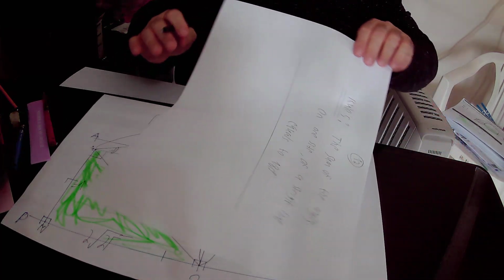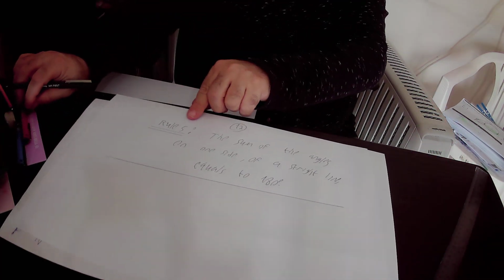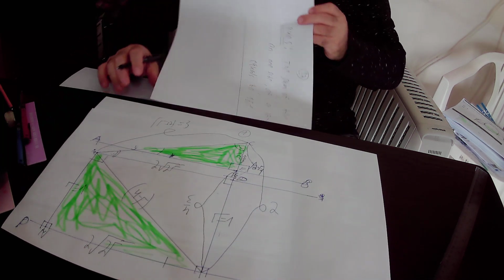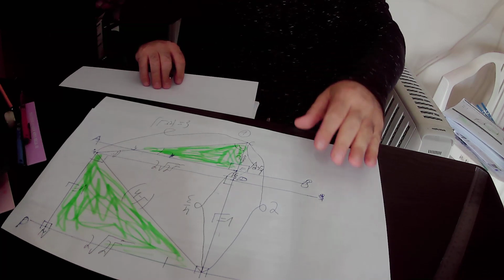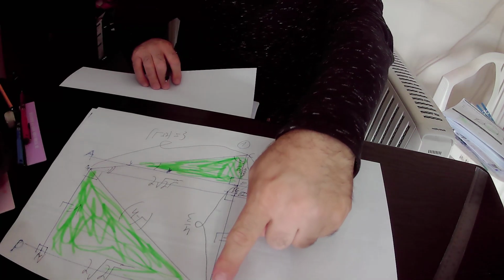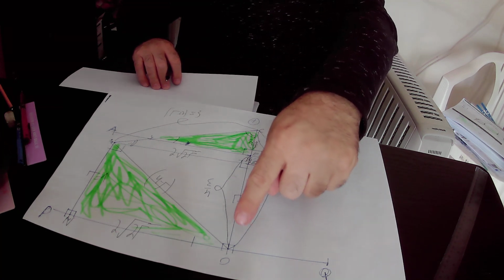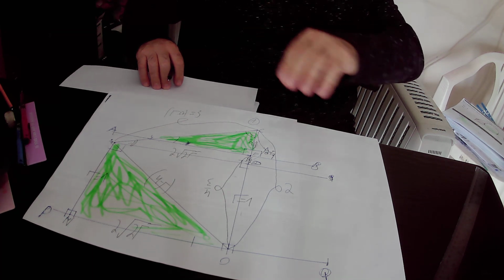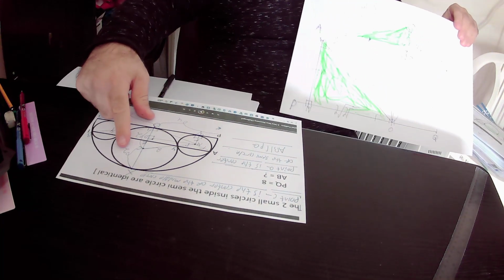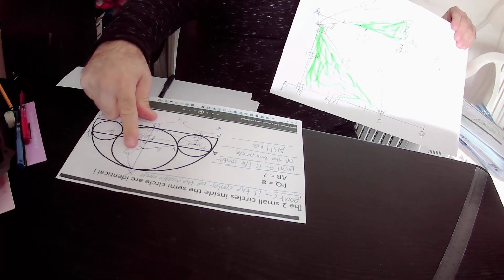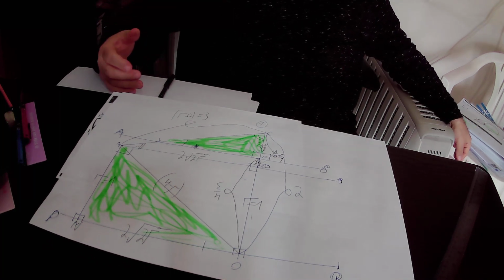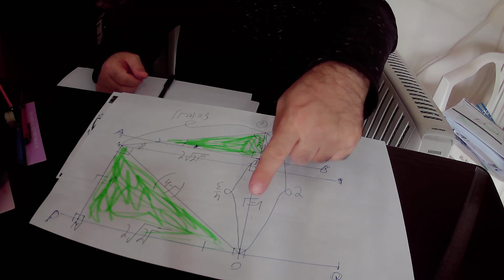I will read rule number 5 again. According to rule number 5, the sum of the angles on one side of a straight line equals 180 degrees. So here, CO is the radius of the middle circle. Here you can see that CO is the radius of the middle circle. Therefore, it is absolutely a straight line. So CO is a straight line.